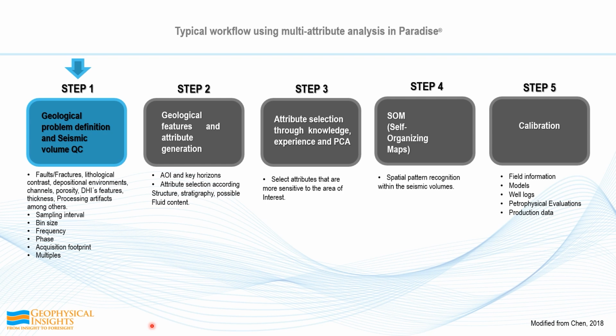Step 2 and 3 are essentially the generation of your attributes to use in your machine learning workflow. So step 2 involves just your own knowledge of attributes and what problem you're trying to solve. But step 3 then takes it using principal component analysis to help you narrow down the list of attributes that are going into your self-organizing map. Step 4 is the SOM process itself, and then step 5 is the calibration to the other information that you have about your reservoir. And in this case, we'll be focusing mostly on calibrating to well log data.